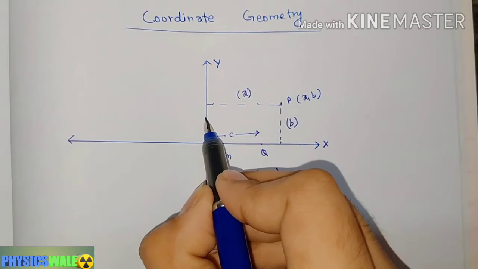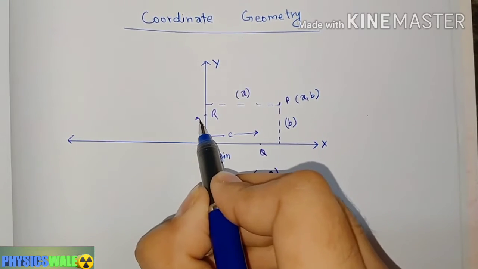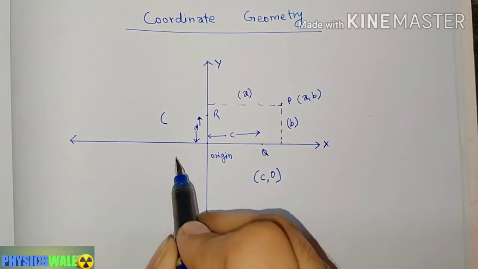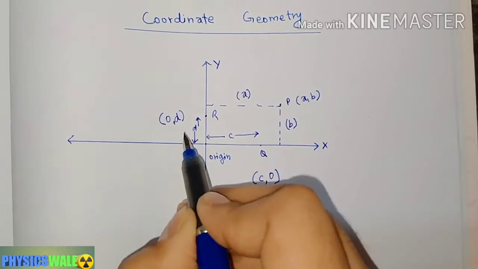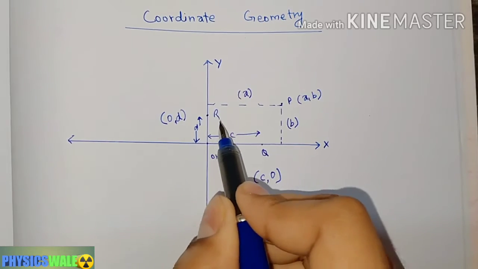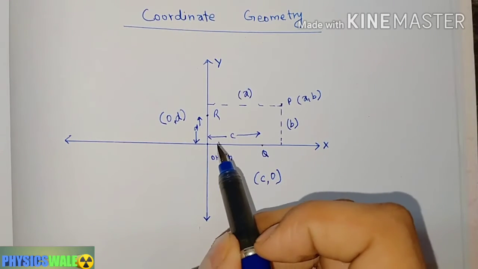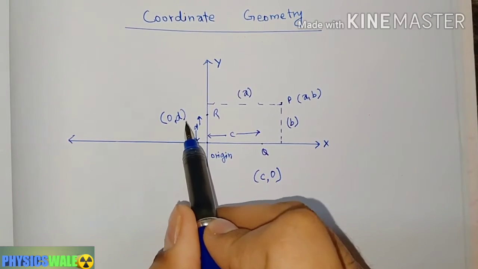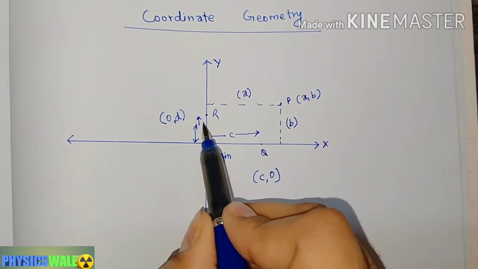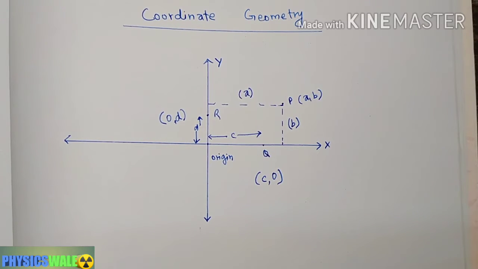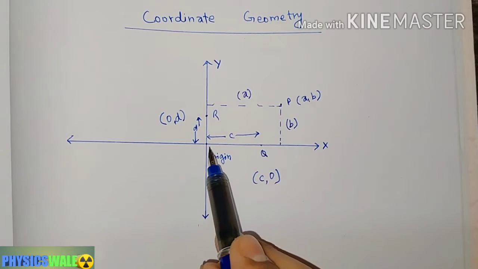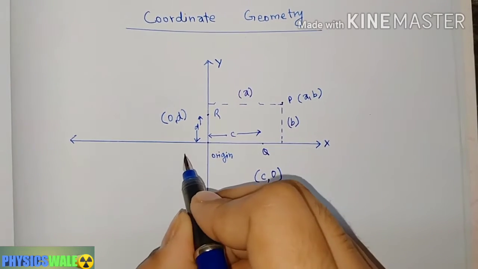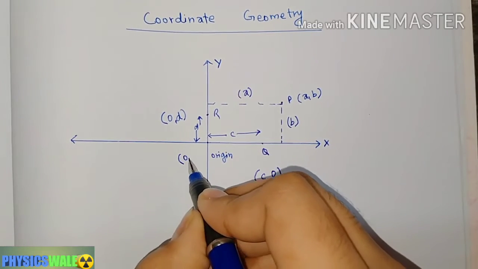Similarly, we can see that for a point R located at a distance d from the x-axis, the coordinates will be 0, d, since this point is located on the y-axis itself, it is at no distance from the y-axis, so the x-coordinate becomes 0 and d is its y-coordinate. 0 comma d represents the coordinates of a point located on the y-axis. Now, what are the coordinates of the origin? Since the origin is at no distance from the x-axis or the y-axis, the coordinates of the origin are 0, 0.